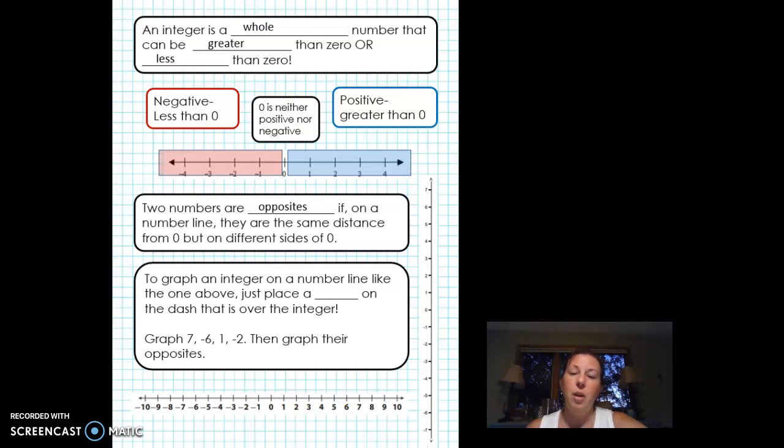To graph an integer on a number line, like the one above, just place a dot on the dash that is over the integer. Take a moment to graph 7, -6, 1, and -2. Once you have graphed those 4 points, then graph their opposites. Pause the video while you do this.